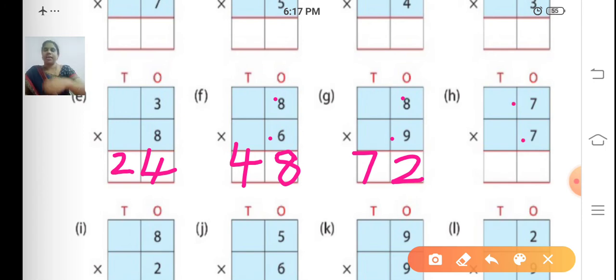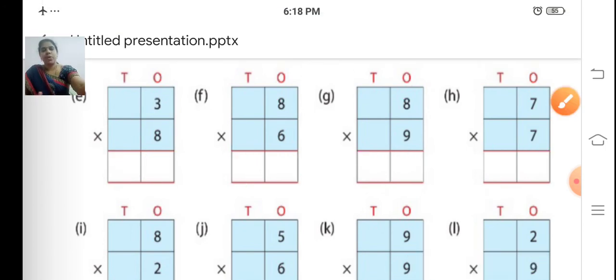7 7s are. Now tell me the answer. 7 7s are 49. 7 7s are 49. E sum, 3 8s are 24. 8 6s are 48. Next sum. 8 9s are 72. 7 7s are 49. Now next sum.